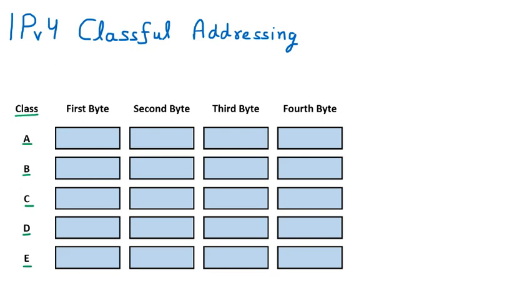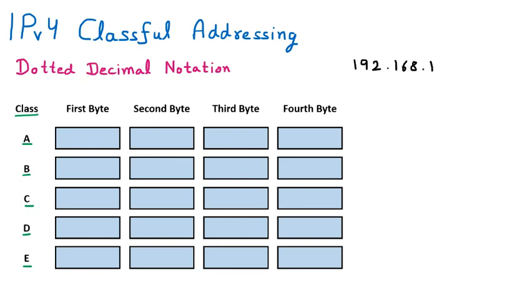Now to discuss classful addressing, we know that IP addresses are of 2 types. The first one is the dotted decimal notation and the second one is the binary notation. First of all, we are taking the dotted decimal notation. Many times we have seen an IP address like 192.168.11.13. So this is the dotted decimal notation.